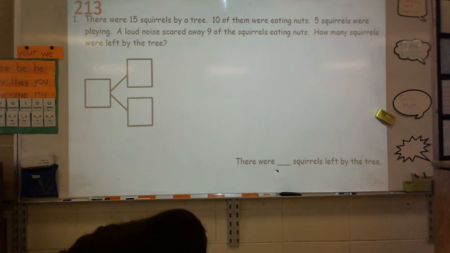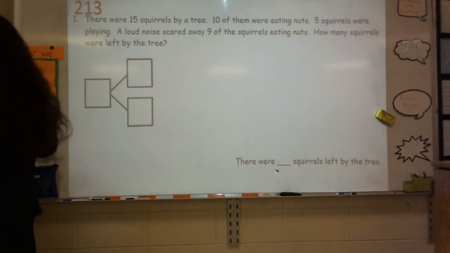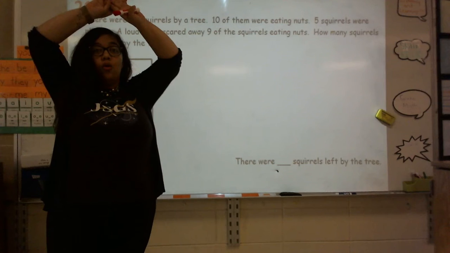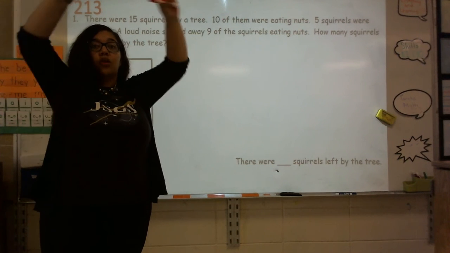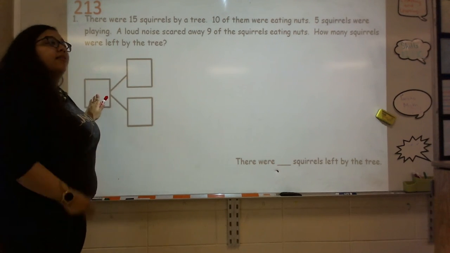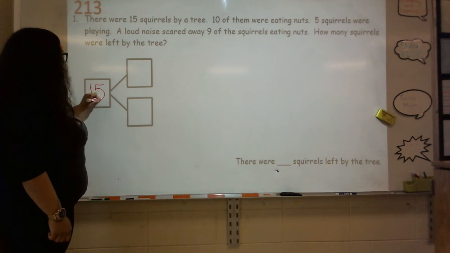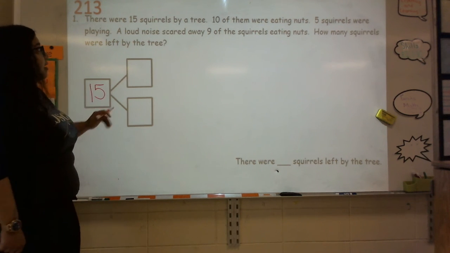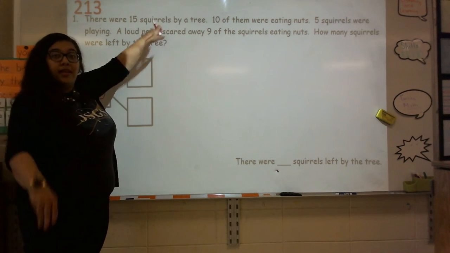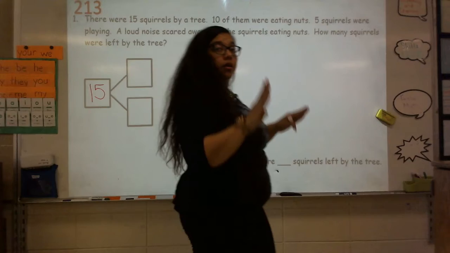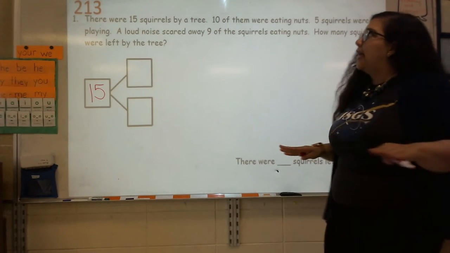Okay, so because we're subtracting, and we've discussed this before, when you subtract, you're starting with the whole. So we know how many squirrels there were in all. So we can fill out that portion of our number bond. Go ahead and write 15 as the whole in your number bond. So there were 15 squirrels by a tree. That's all the squirrels. No more squirrels are coming. That's all the squirrels. They're all there at the beginning.